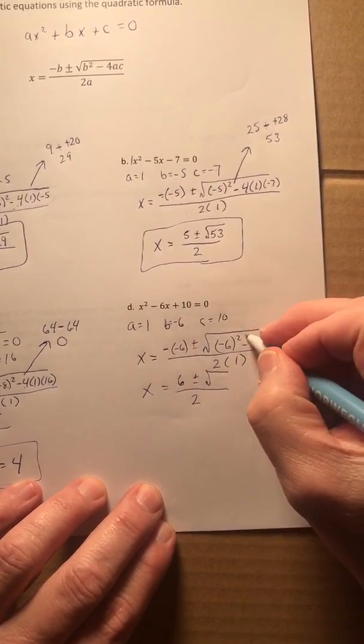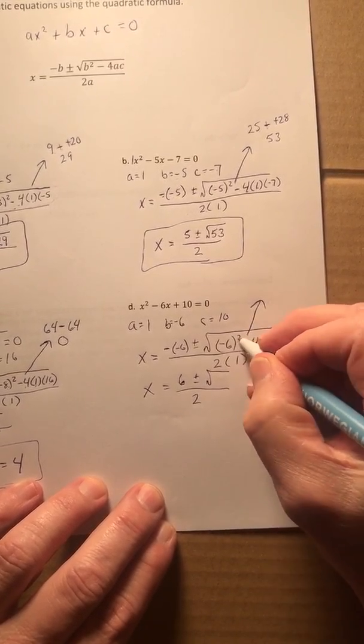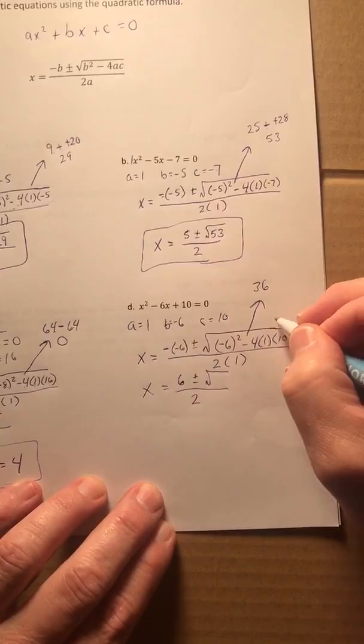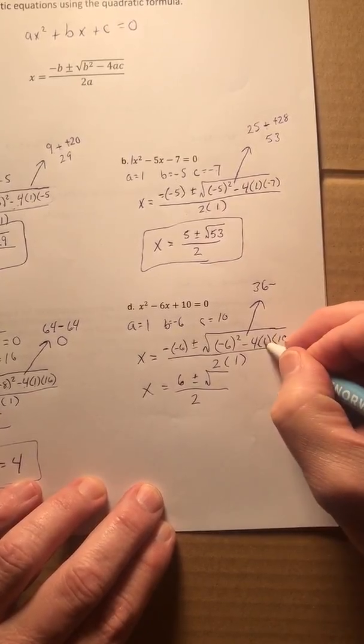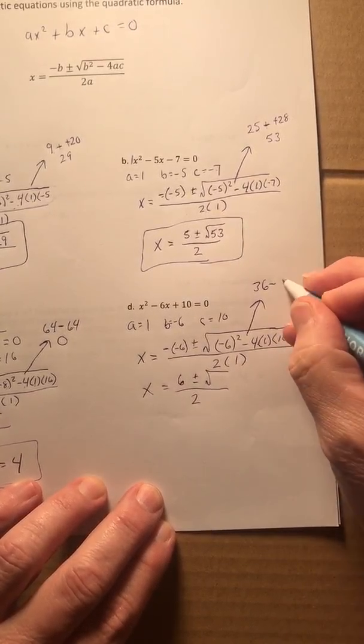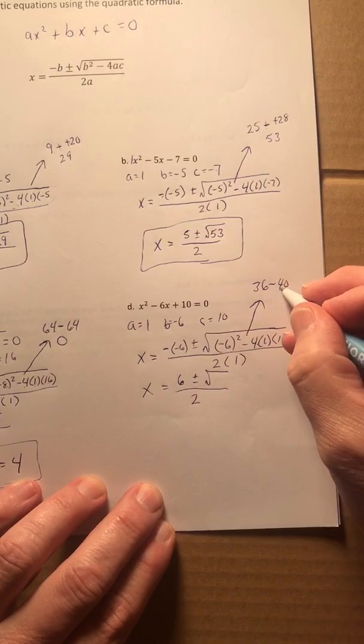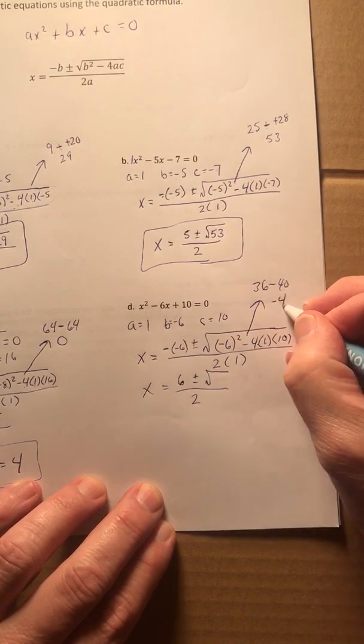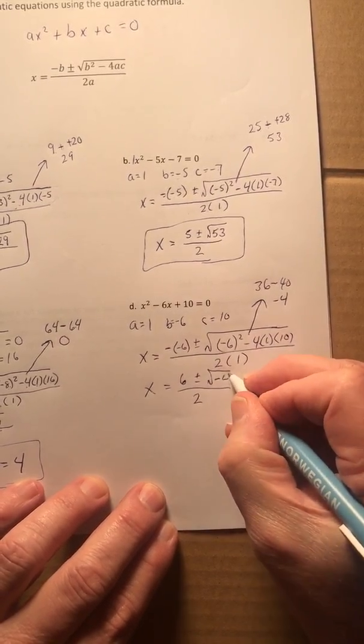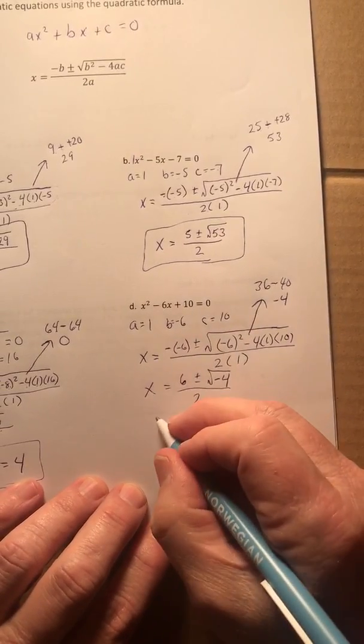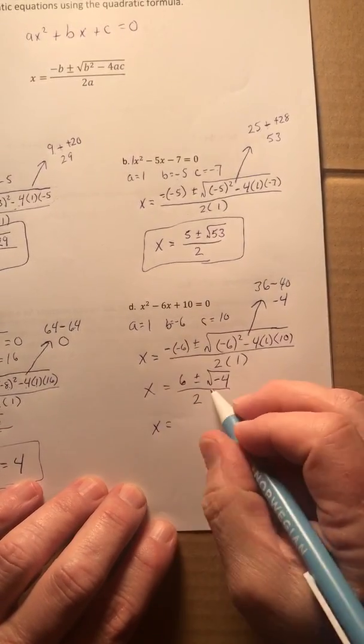So we've got this under here now. So a negative 6 squared gives me a positive 36, minus 4 times 1 is 4, times 10 is 40. 36 minus 40 is a negative 4. So I got a negative 4. All right. So now we have x equals.